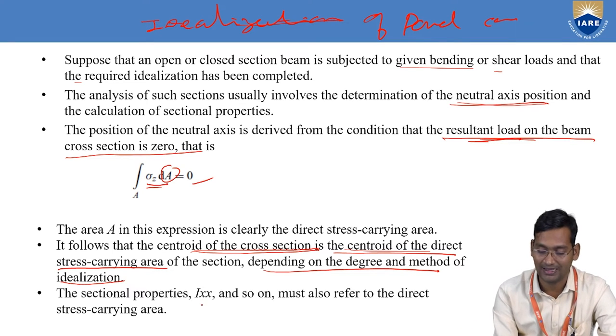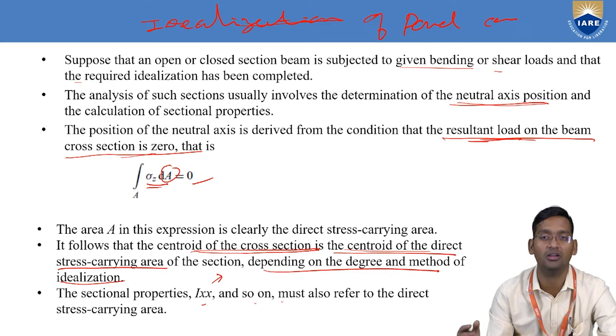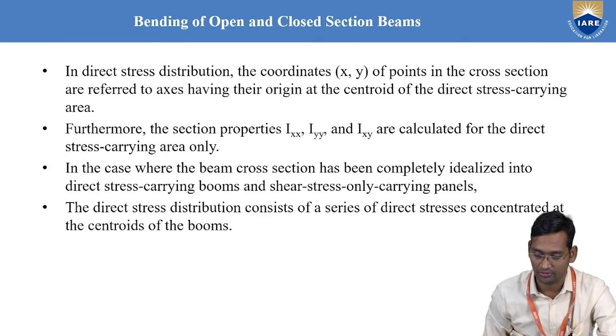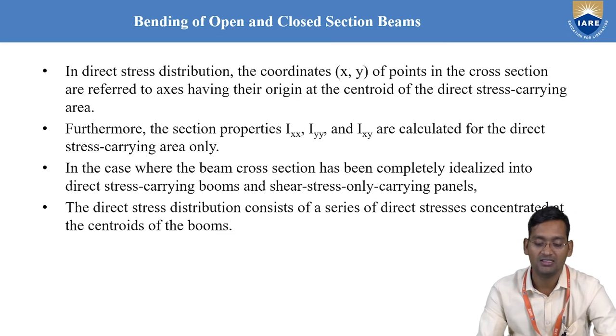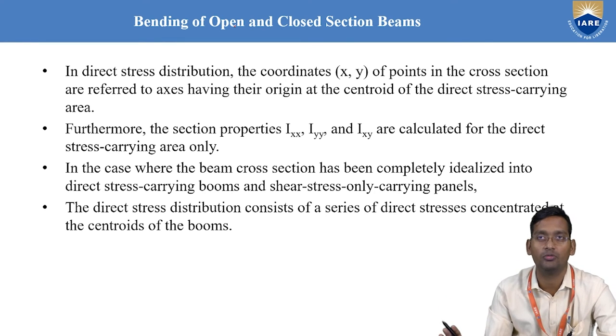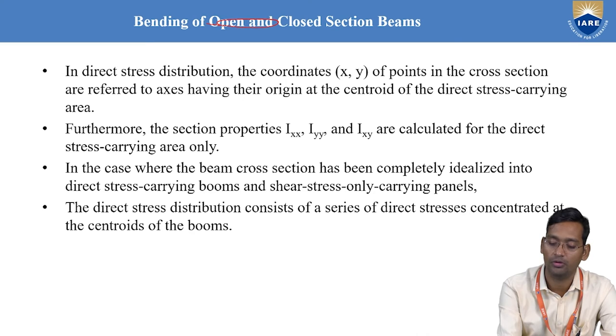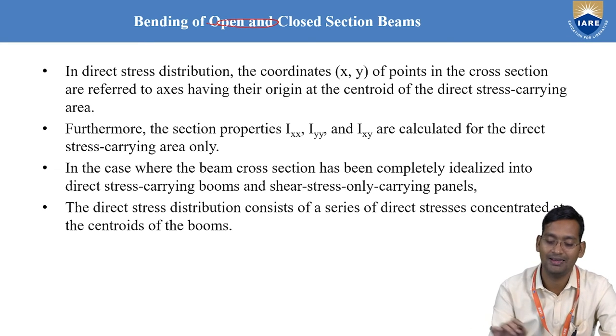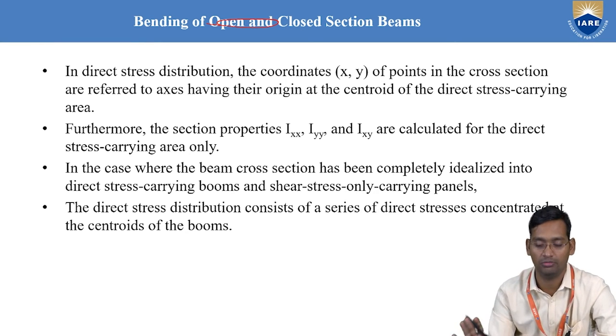The sectional properties, Ixx and so on, like Ixx, Iyy, Izz depending upon the axis, must also refer to the direct stress carrying area. So Ixx refers to the direct stress carrying area, and if y is there, then Iyy also will refer to the direct stress carrying area. Now, the direct stress distribution: bending of open and closed sections. Here I am combining them; later we will see again for the closed one. This is just for the closed beam section. This property is the same for both, that's why I skipped it here, but we are still in closed section. In open section we will see that again.